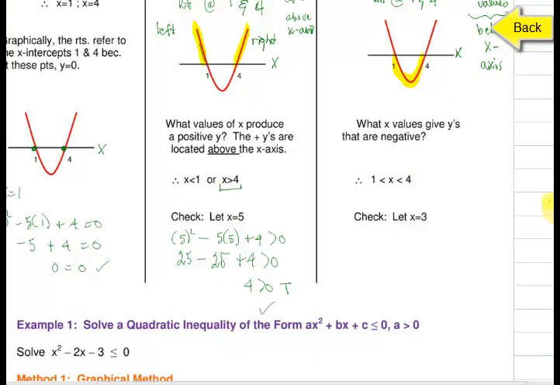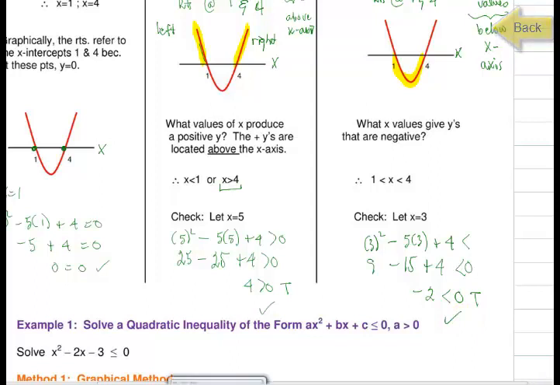Okay, so let's check to see if we have the right region here. We say that all of our x values have to be between 1 and 4, so let's try where x is 3, which is in between 1 and 4. We will plug that into our inequality and simplify. And we get that negative 2 is less than 0. Well, that's true, so we know that our solution is correct, and we have the right region. Okay, so in the next video, we'll take a look at example 1.